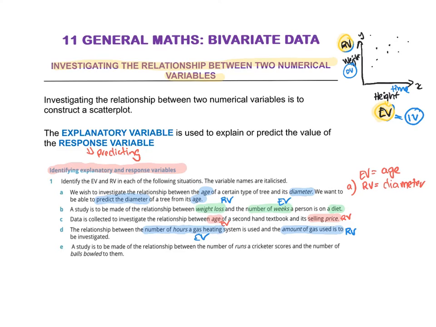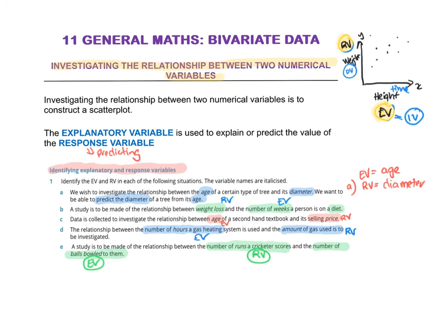And the last one, a study is made of the relationship between the number of runs a cricketer scores and the number of balls bowled to them. So what would you be looking at? What's the response? Yeah, good. So this is the response variable, and this one's the explanatory variable, because that's independent. I'm not the best cricket expert, but you just have so many overs and balls bowled at you.